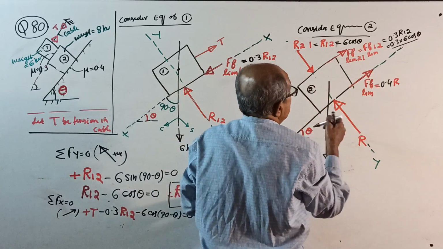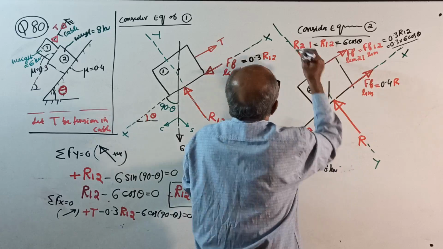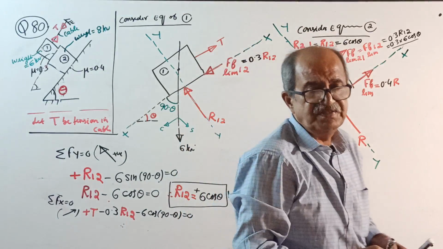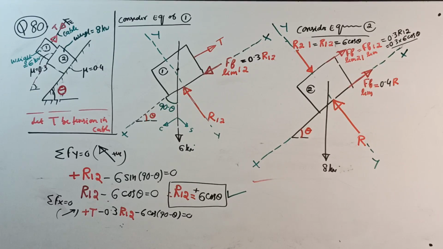Now, this is your X axis. Okay, this is your Y axis. One minute. I'll just check the camera. Have I gone beyond the limit? No. Everything is okay. All are clearly visible. Now I can solve. Correct answer? R21, R12. F21, F12. 0.3 R12, 0.3 R12, R12 equal to 6 cos theta. Okay, done.